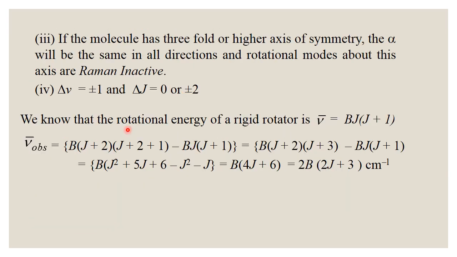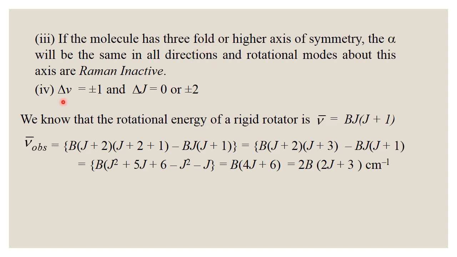And if a molecule has a threefold or higher axis of symmetry, மூணுக்கு மேற்பட்ட higher axis of symmetry இருந்ததுன்னா, the alpha will be the same in all directions and rotational modes about the axis are Raman inactive. இங்க என்ன ஆகுனா anisotropic ஆக இருக்காது. Alpha is not anisotropic. Alpha வந்து என்னன்னா same in all directions. எல்லா directionலையும் same ஆ இருந்ததுன்னா that will become Raman inactive.